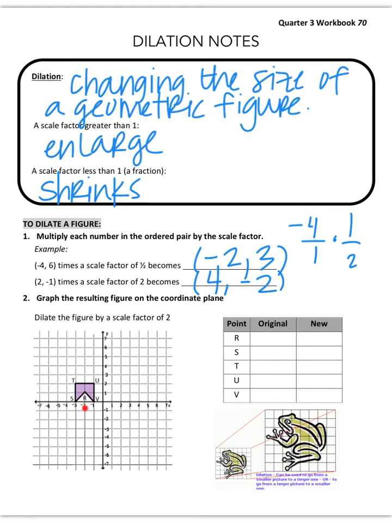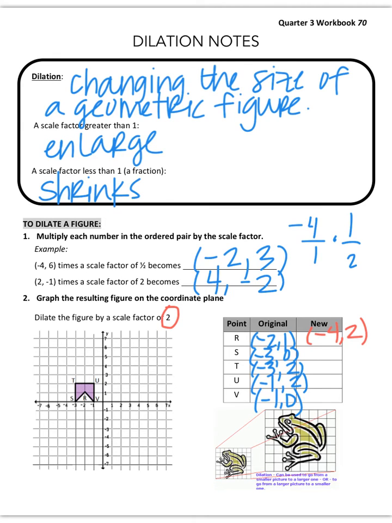So down here, go ahead and get the coordinates of R, S, T, U, V. Okay, so we have R at negative 2, 1, S is negative 3, 0, T is negative 3, 2, U is negative 1, 2, and V is negative 1, 0. Dilate by a scale factor of 2. Take these x's and y's and multiply by 2. So negative 2 times 2 for the new would give you negative 4. 1 times 2 will give you 2. Because the scale factor is bigger than 1, it's going to enlarge the shape.